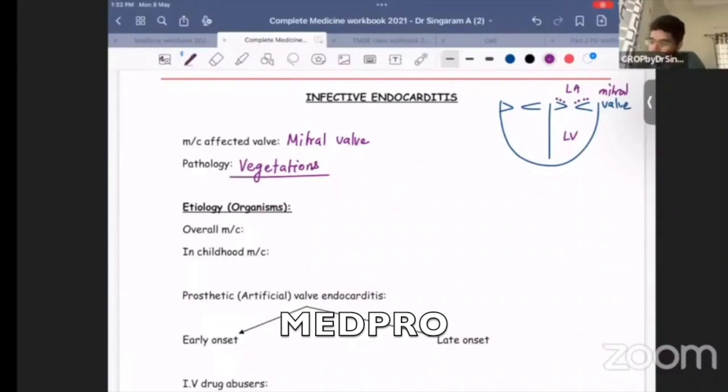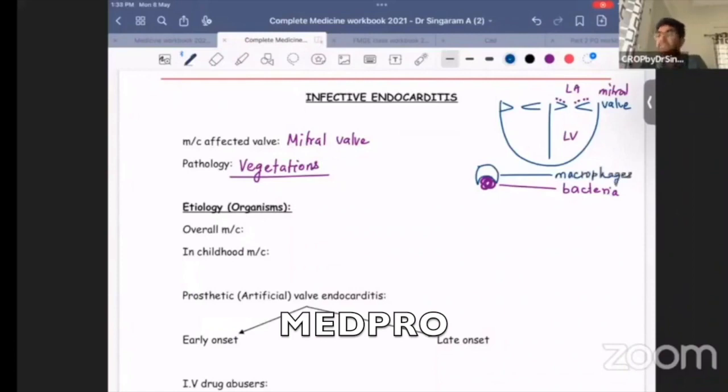I'm just enlarging the vegetation and showing what the components of that vegetation will be. In the center, you will have a bacteria like this. This is a bacteria. And surrounding the bacteria, what is going to try to destroy the bacteria? It is the macrophages. Something like this. These are the macrophages.